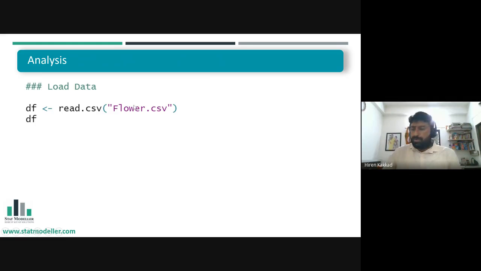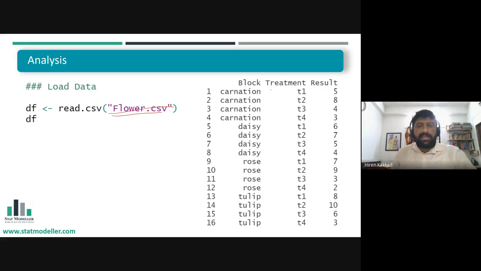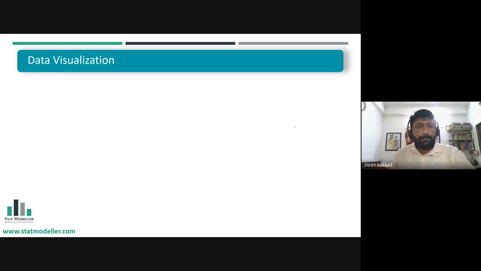Now first of all we need to load the data. That CSV file I already shared with you. If I go and perform it, then it may take time, so I'm explaining here in the PPT itself. So we loaded it, and then you can see it is arranged in this particular way.